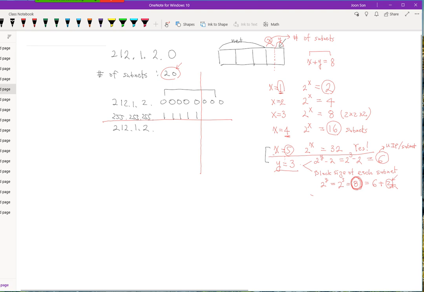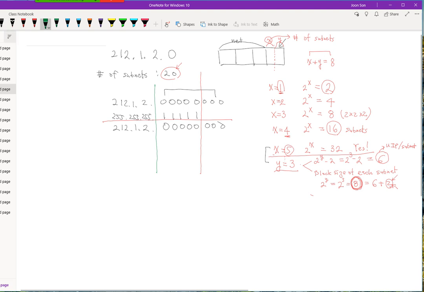Hold on. So basically 0, 0, 0, 0, 0, 0, 0, 0. Let me just do another line. This is for the class C, right? And then this is my first network address. This is the network address of my first subnet, right? And obviously my second subnet, right?